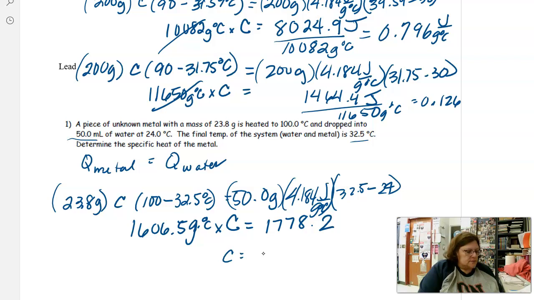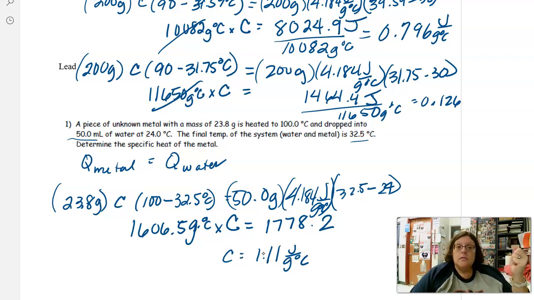I got for specific heat 1.11 joules over grams degrees Celsius, which doesn't happen to be a choice in the notes in that list. So we still don't know what the metal is. Okay? There you go. That is basically what we went over on that day.